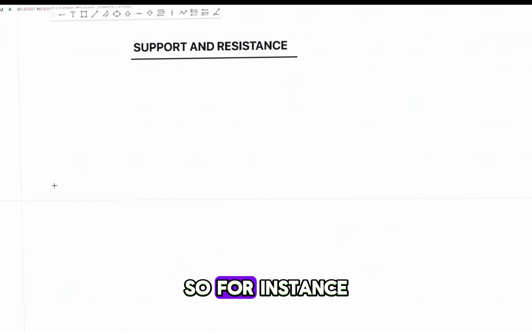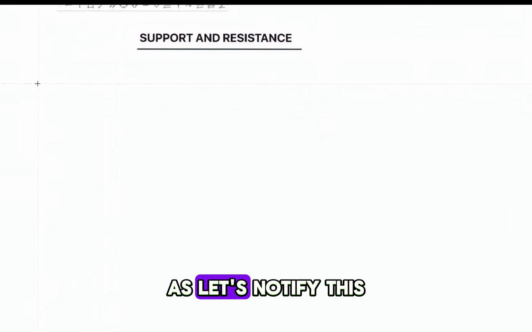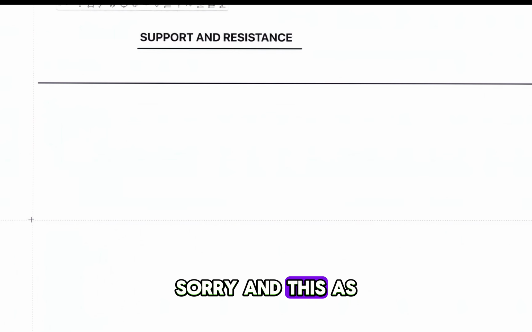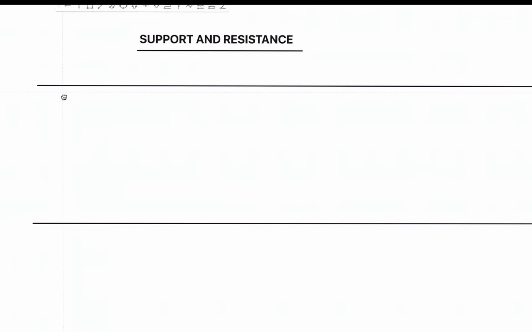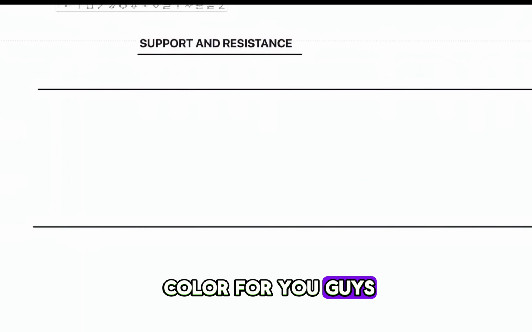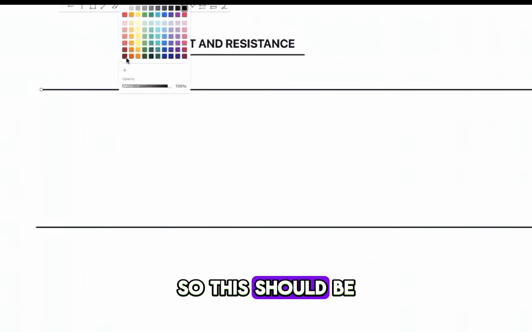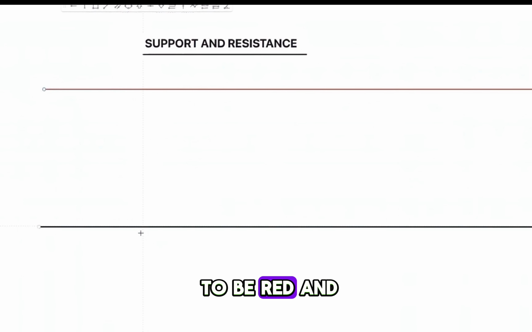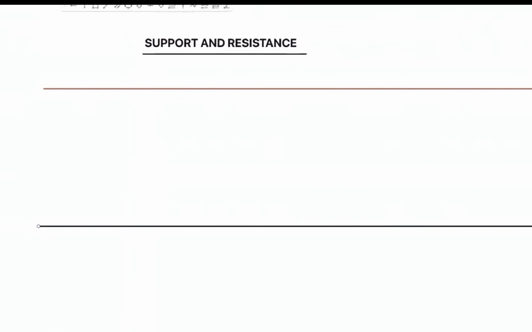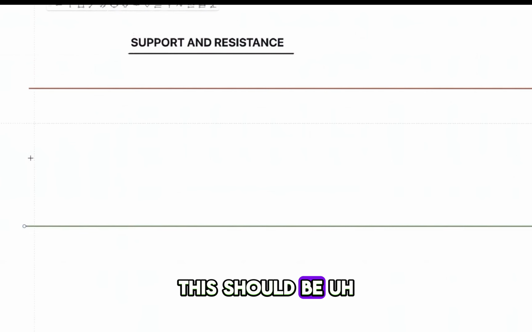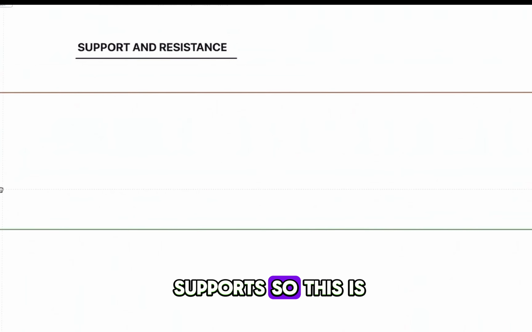So for instance, let's notify this as our support, this as our resistance, and this as our support. Let me change the color for you guys. So this should be, let me put it to be red and this to be green. This should be support.